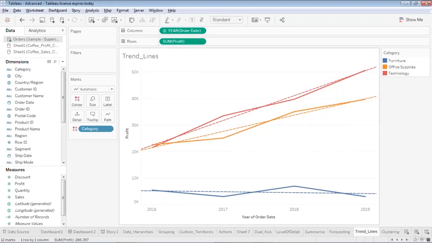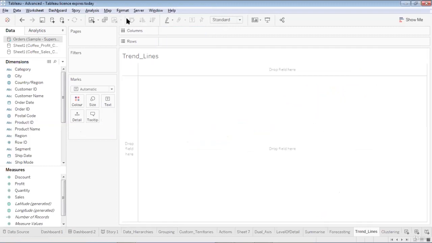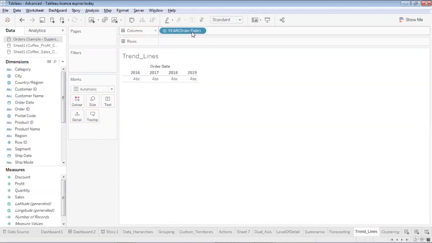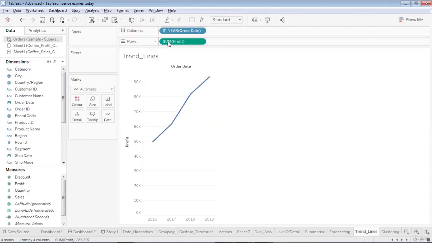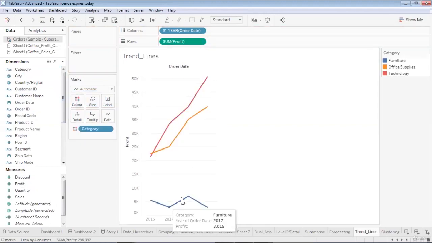So now let's see how to create these trend line graphs. I'll remove this and we'll draw the trend line graphs from scratch. First, let me take the order date over here, and let me show you the profits. So these are the profits across the last 4 years. This is the profit trend. And if I would like to see it by category, I can place the category over here. So across the categories, you see furniture is giving me losses and the other two are giving me profits.